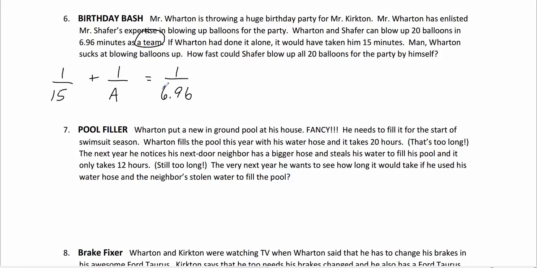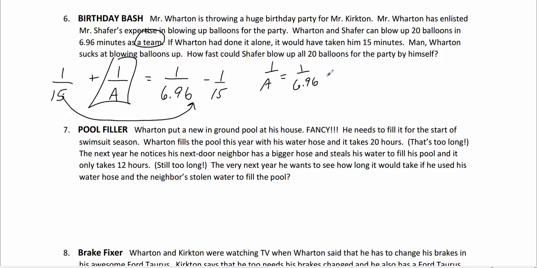Okay, so here's a strategy that you guys can use to solve problems that look like this when you have decimals. So here's what I'm going to do. I'm going to isolate for the unknown. I'm going to move the 1/15 over. So minus 1 over 15, right? I bring it over. Boom, bring it over. So now I have 1 over A equals 1 over 6.96 minus 1 over 15.